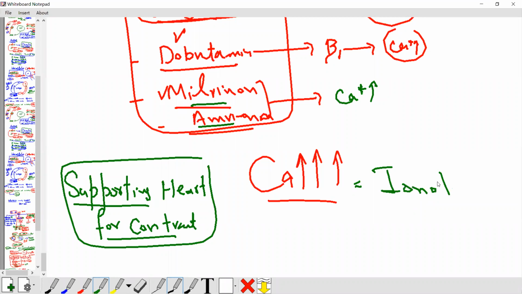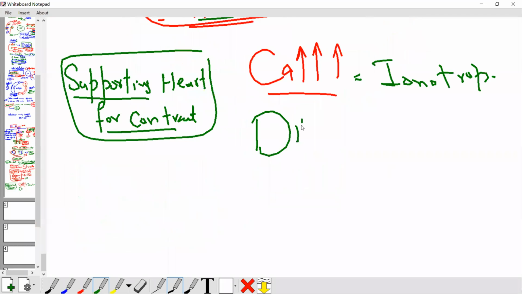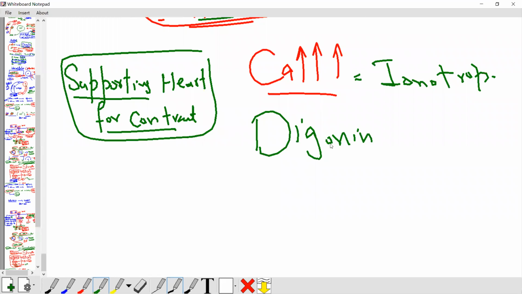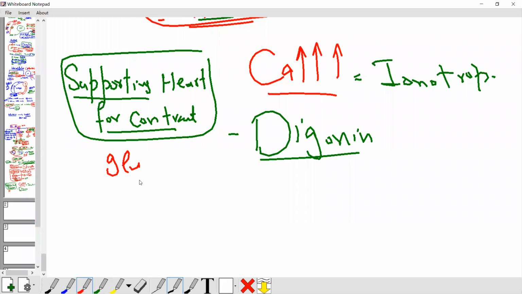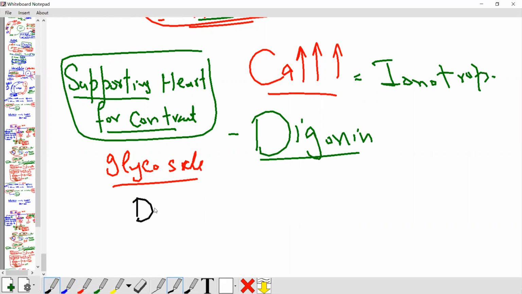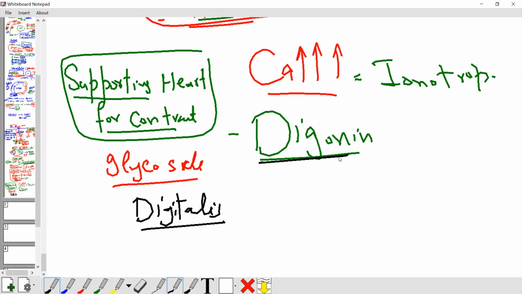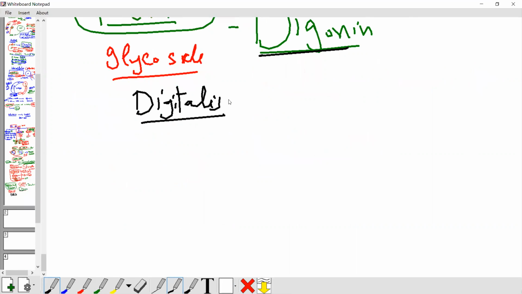Support the heart for contraction using which group? Understand? Which one is the biggest and important thing here? Digoxin. Important thing here, keep in mind, digoxin. It is also known as a glycoside. The plant name is digitalis. Digitalis and digoxin, they are the same thing.